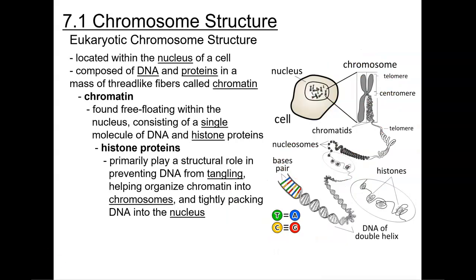So the eukaryotic chromosome structure, remember these are going to be plants, animals, protists, and fungi. With the prokaryotes, those were your bacteria and archaea. So now we're going to what would be inside of you for an animal. It's going to be located within the nucleus of a cell and composed of DNA and proteins and masses of threads and fibers called chromatin. Now, that chromatin is found free-floating within the nucleus and consists of a single molecule of DNA wrapped around histone proteins.